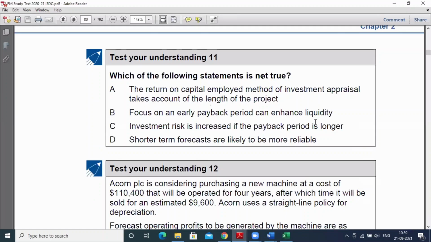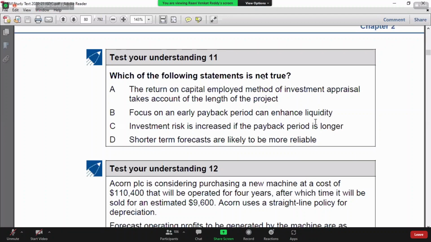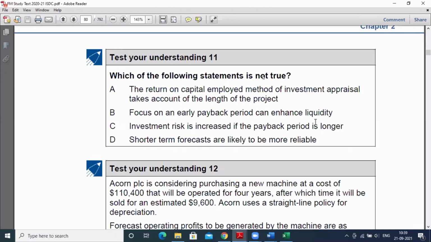Which of the following statements is not true? I hope this one, right? Yeah. The return on capital employed method of investment appraisal takes account of the length of the project, and focus on an early payback period can enhance the liquidity. And investment risk is increased if the payback period is longer, and short-term forecasts are likely to be more reliable. Now here we are asked to give the answer. What is the false statement?